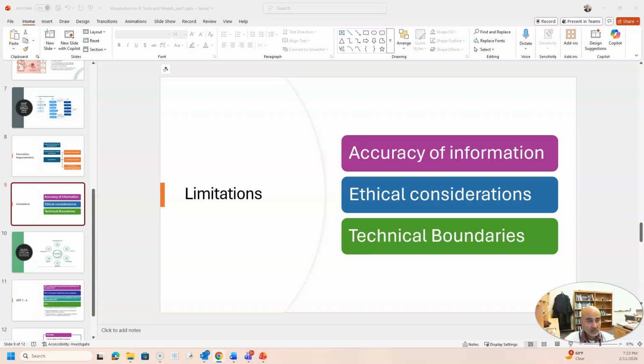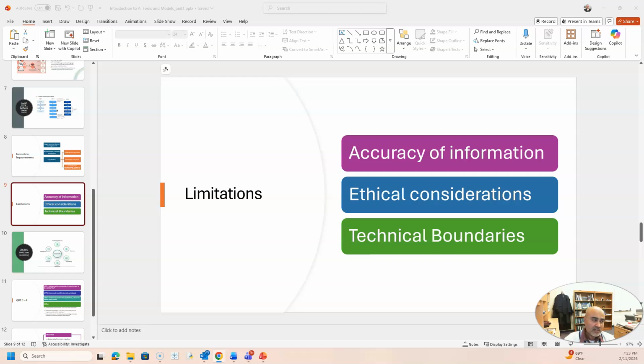Additionally, the model's ability to generate very convincing text can be exploited to create misleading information or impersonate an individual, which also raises ethical and privacy concerns.